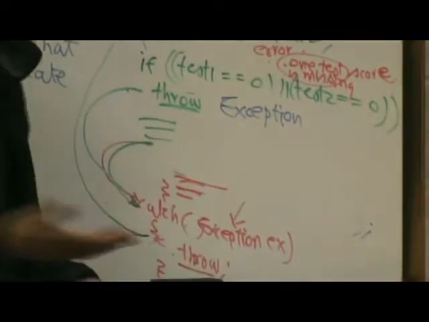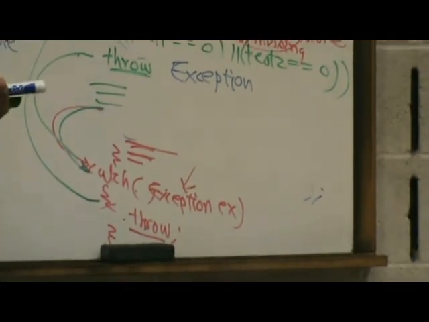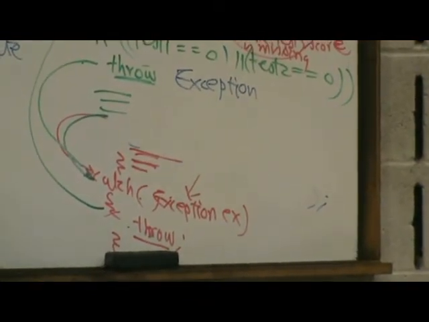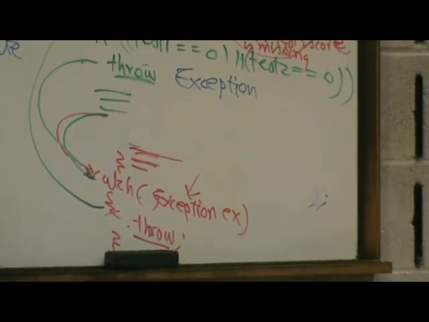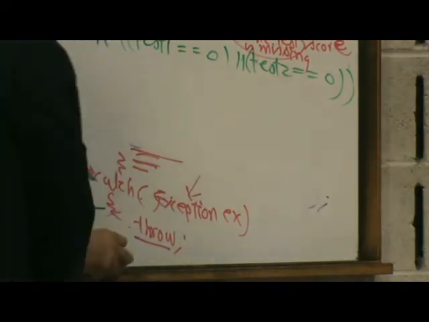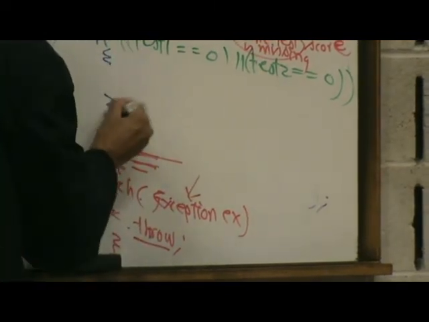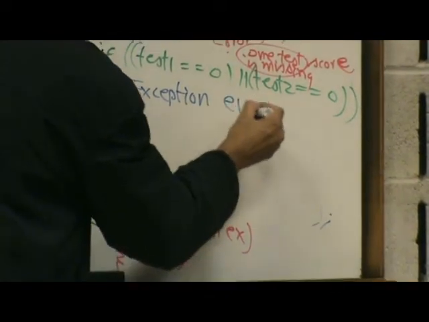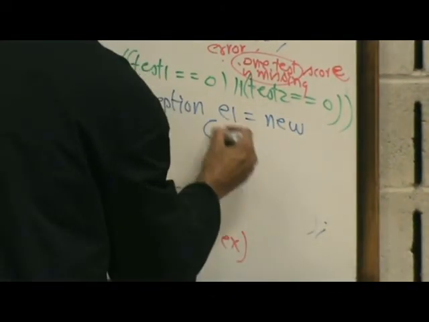If we just say throw exception, it's like exception is nothing. It's just a template. So you have to create an object of it before you can throw it, a real object. You think of it this way: exception E1 equal to new exception.